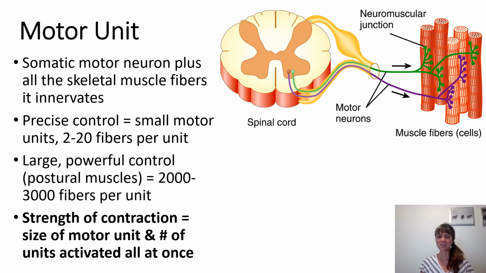The strength of a contraction is going to be dependent on the size of the motor unit. In other words, how many muscle fibers does it branch out to, as well as the number of units activated all at once. I do not have to recruit many motor units to lift up a cell phone. I have to recruit more motor units to lift up this weight. Therefore, we can increase the strength of a contraction by recruiting motor units.